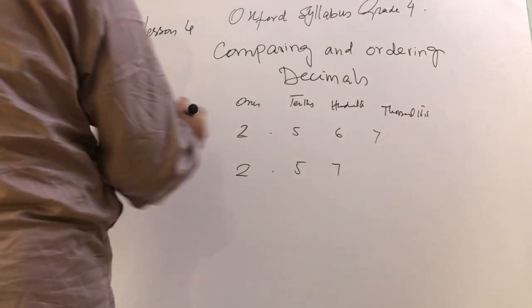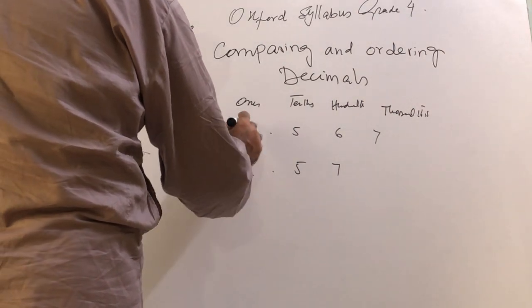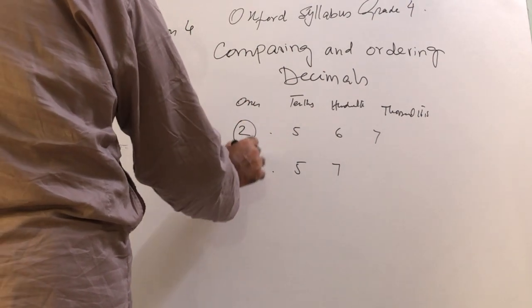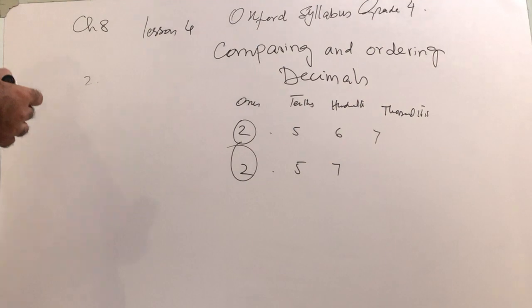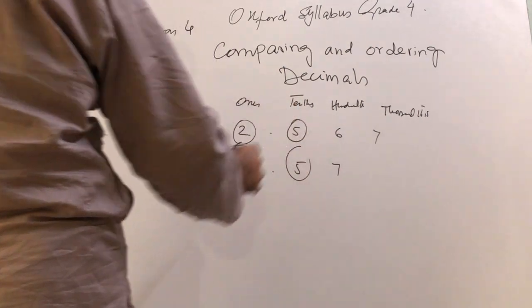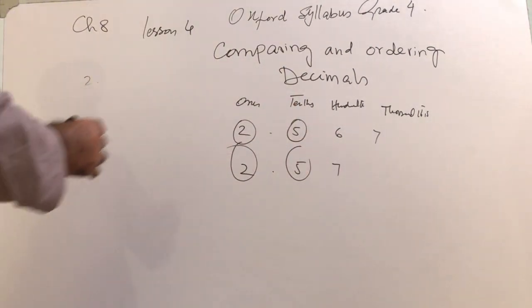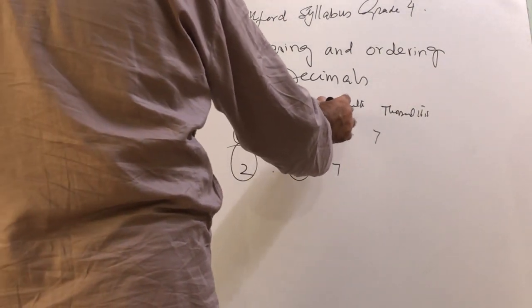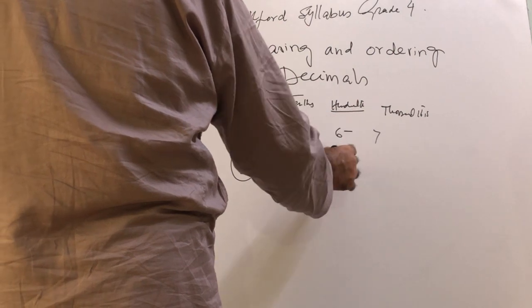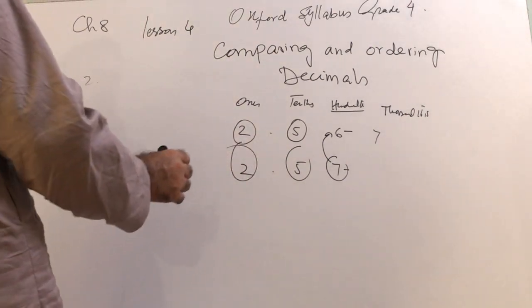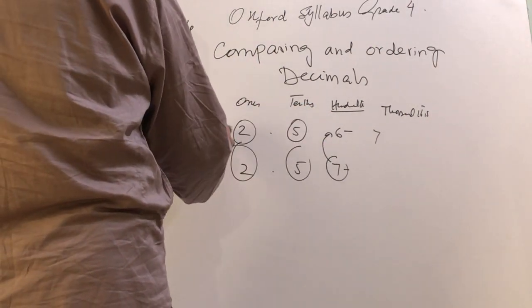Okay, so first we compare the ones position. Here for ones the number is the same. We cannot decide which number is greater or lesser because both are equal. Here when we see the tenths position, both are same, so we cannot decide. Now we need to move forward. Further we see that in the hundredths place we have 6 and we have 7. So 7 is greater than 6. Okay, so we will say that 6 is smaller, so this number is smaller.